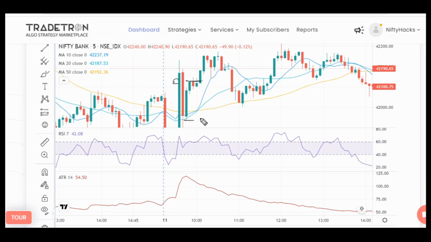This is your entry point, this is your first SL. After RSI again dipped below 60 and again crossed above 60 on this candle, our SL got moved here. So first target, as per the first entry, would be around here at 1:1 RR. But after the SL got moved here, our entry and 1:1 risk reward came to this level, right? And that's why we exited one lot here.